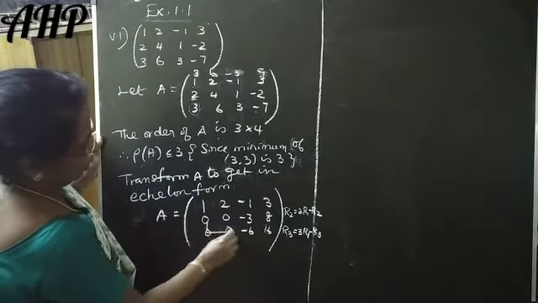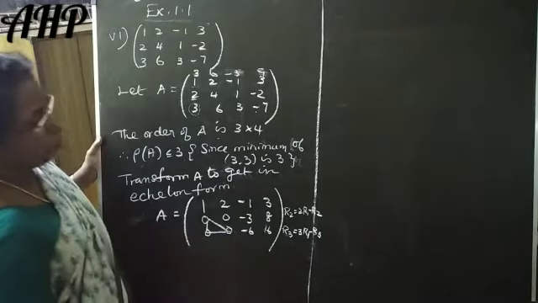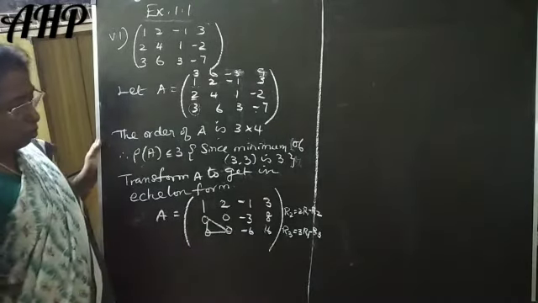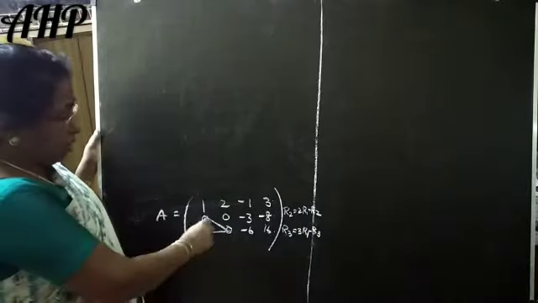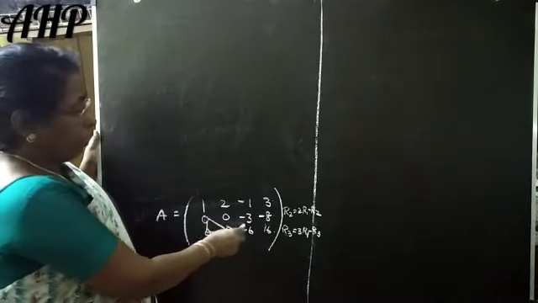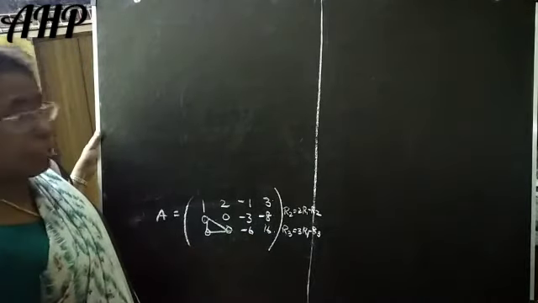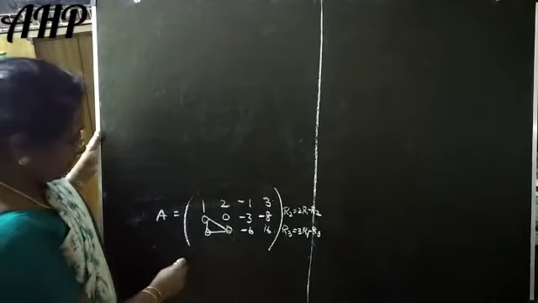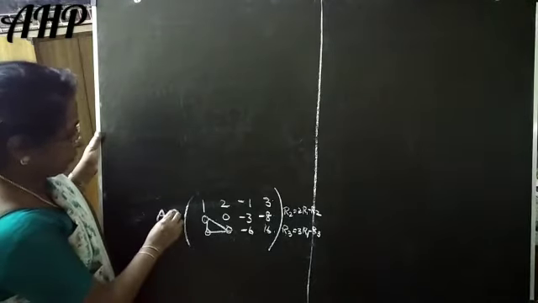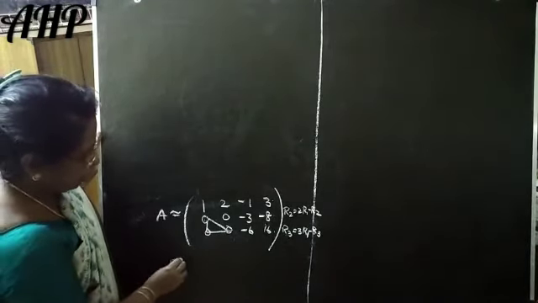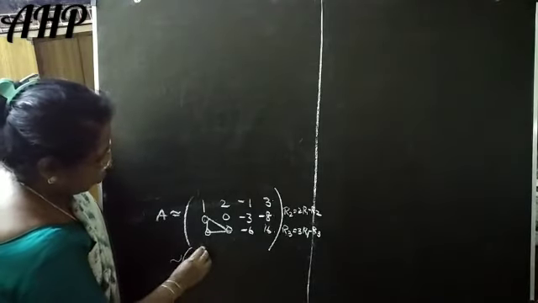Now this is in echelon form. How many non-zero rows are there? There are 3 non-zero rows. So even though this is an echelon form, see, this second row is a multiple of the third row. Therefore, we can once again make an elementary transformation.